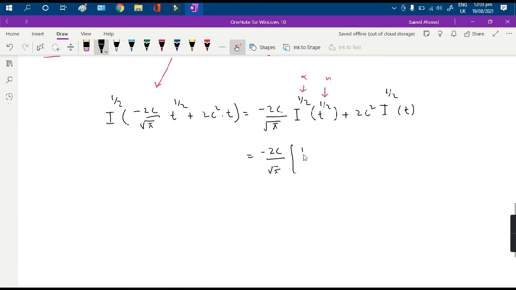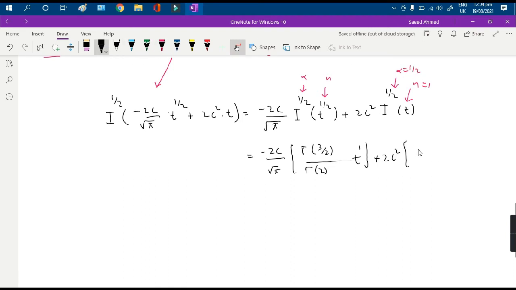Using the formula gamma n plus 1, so n is 1 by 2 plus 1, so it is gamma 3 by 2 over gamma n plus alpha plus 1. So n plus alpha, half plus half is 1, plus 1, which is gamma 2, and then t to the power n plus alpha, n is half, alpha is half, so it is t to the power 1. This is for the first term, and for the second term 2c square, here you can see that alpha is again half, but n is 1. So n is equal to 1 and alpha is equal to 1 by 2.